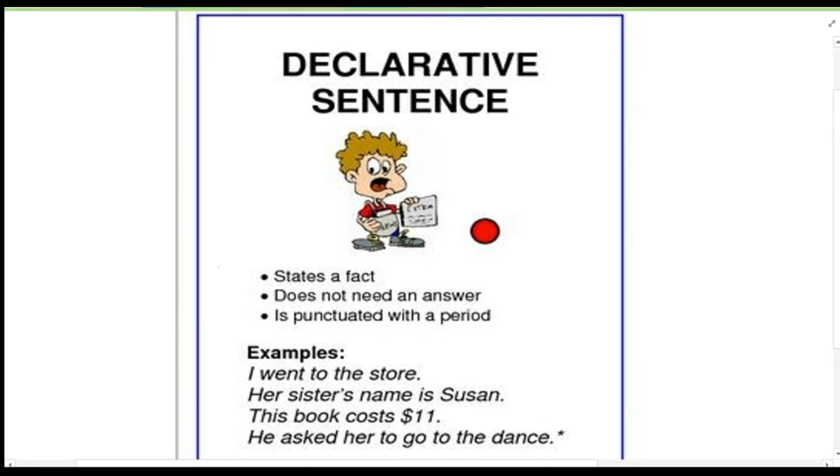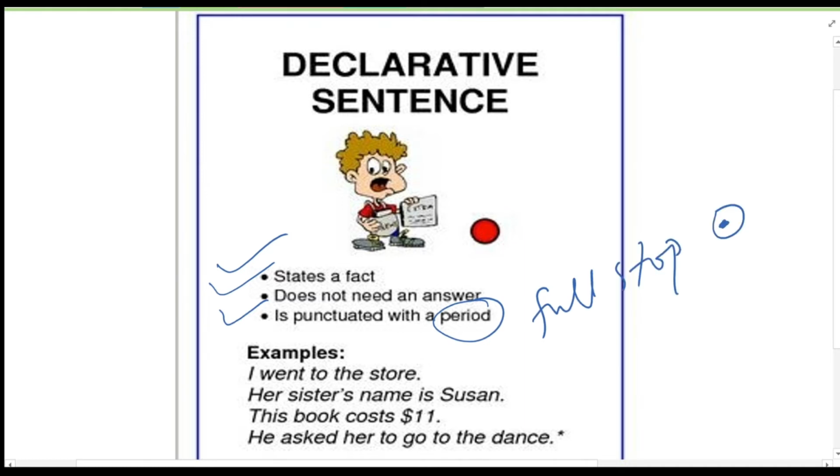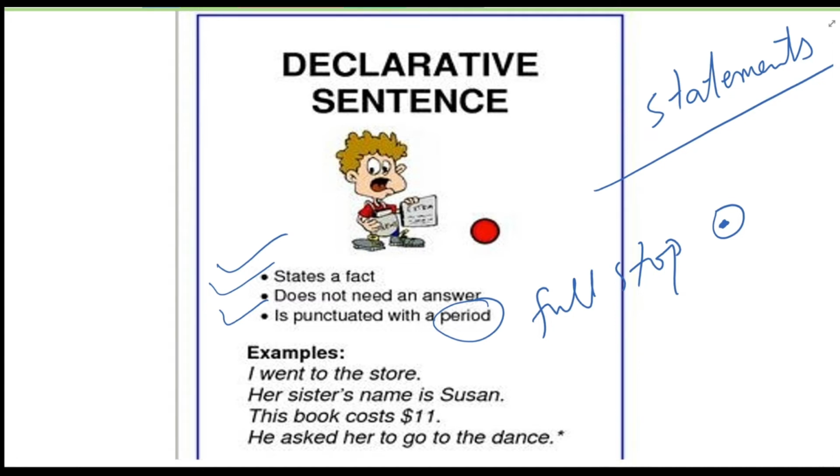Declarative sentence states a fact, it does not need an answer and it is punctuated with a period. Period means full stop, this one. Okay, now simply we can say that declarative sentences are actually statements, means simple sentence. Now statements can be positive, statements can also be negative, and at the end of this sentence we use period, means full stop. Whenever there is the full stop, that is the example of declarative sentence.